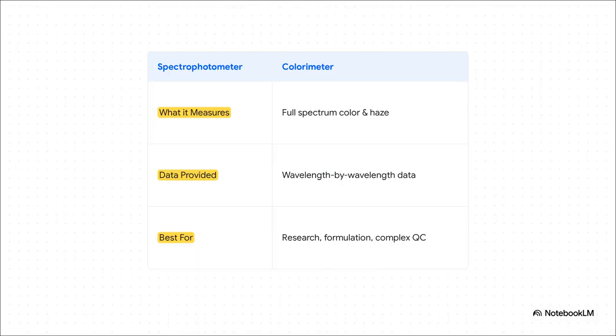So where does a tool like this fit in? Well, you can think of it by comparing it to something simpler, like a colorimeter. A colorimeter is great at telling you how a human eye would see a color. It's like asking, is this red? But a spectrophotometer using DRS gives you the full story. It gives you the entire fingerprint, wavelength by wavelength. It tells you exactly what kind of red it is, down to the chemical level, which is why it's so critical for research and deep quality control.